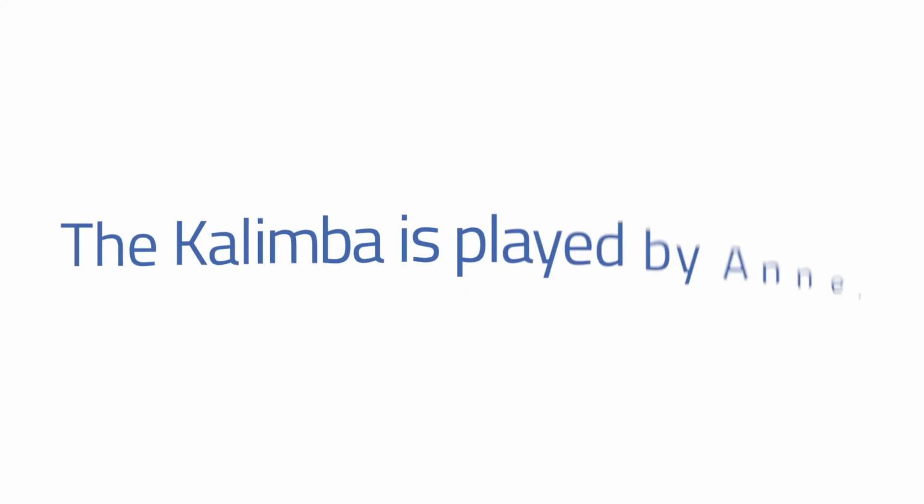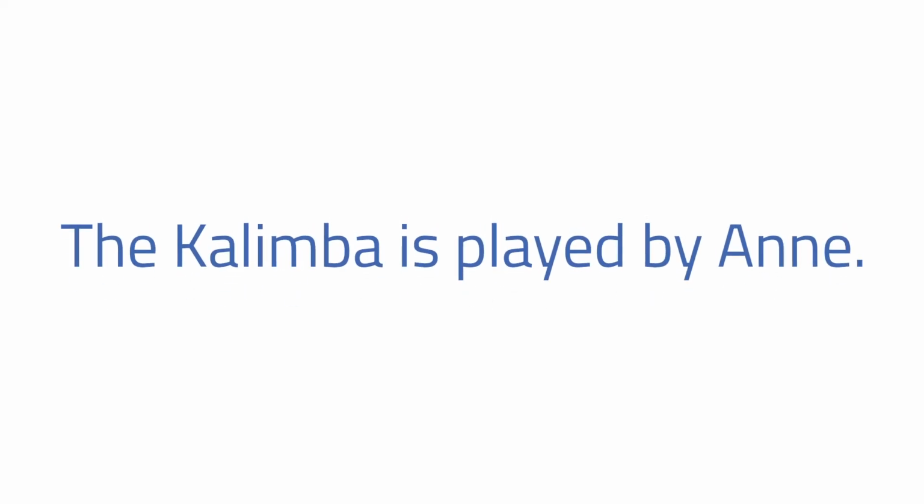Now, let's try to see the opposite voice of our previous example. The kalimba is played by Anne. The kalimba is the subject that receives the verb, being played is the action, and Anne is the doer of the action. If you would notice, instead of focusing on Anne, who does the playing, we now focus on what is being played, which is the kalimba. Here are some more sentences in the passive voice.